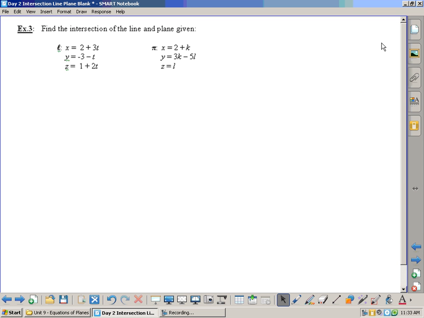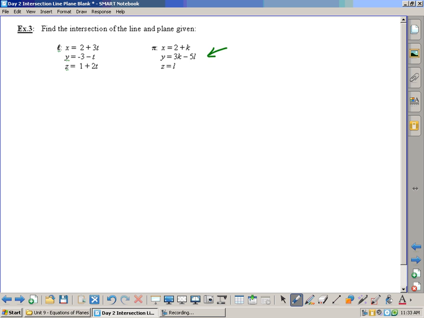Okay, so our final example is going to show you how I could make the question a little bit more challenging, other than just taking one and plugging it into the other. The strategy is still the same. We're going to take one and plug it into the other, except you'll notice that the line here is in parametric, so that's good news, so we don't have to rearrange it. But unfortunately, the plane isn't in scalar. So before we go off and do anything, we're going to have to put this in scalar form.